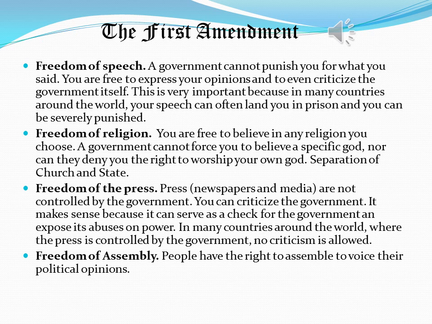Next one is the freedom of religion. You are free to believe in any religion you choose. A government cannot force you to believe in a specific God. Nor can they deny you, very important, the right to worship your own God. In addition to that, there is a separation of church and state. It means the government cannot be ruled by religion. It has to be a secular government.